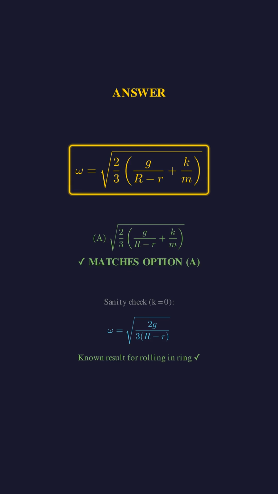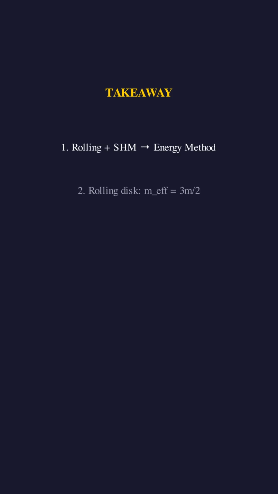Let us do a quick sanity check. If k equals 0, no spring, omega reduces to root of 2g over 3 times (R minus r). That is the known result for a disk rolling inside a ring under gravity alone. It checks out. The takeaway: whenever you see rolling plus SHM, use the energy method.